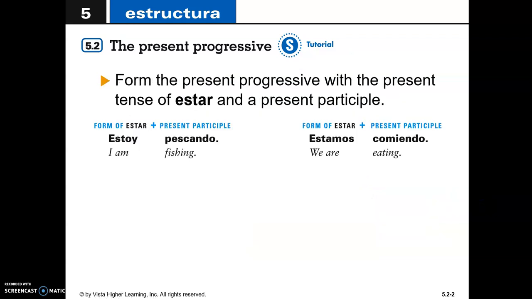As already mentioned, you need to have estar and then the present participle. So this is for you to be able to see an example. The very first one you have estoy pescando, I am fishing. The second one, which is our form of estar, is estamos, and then our participle is comiendo. So estamos comiendo, we are eating.